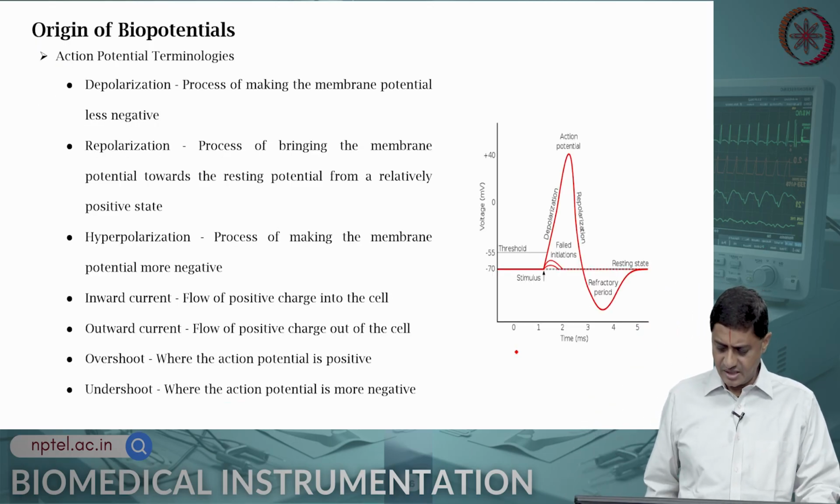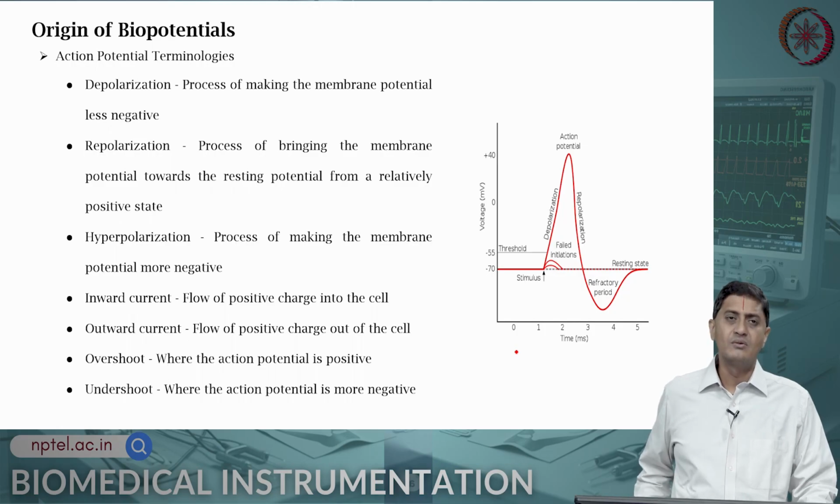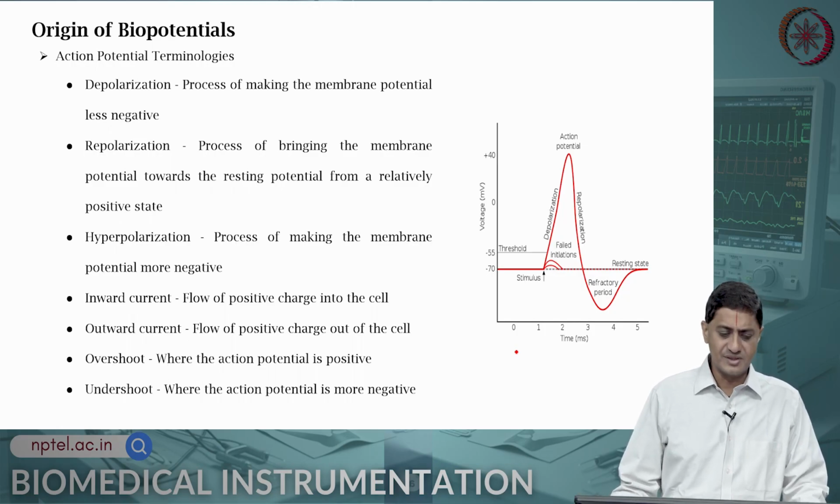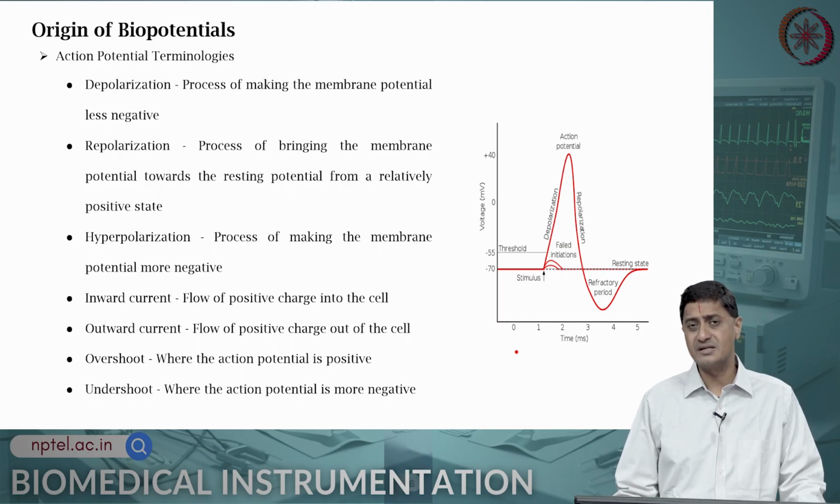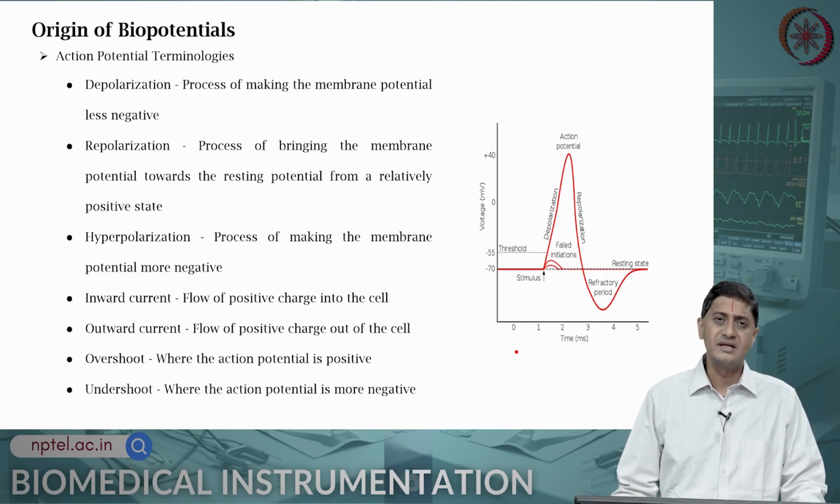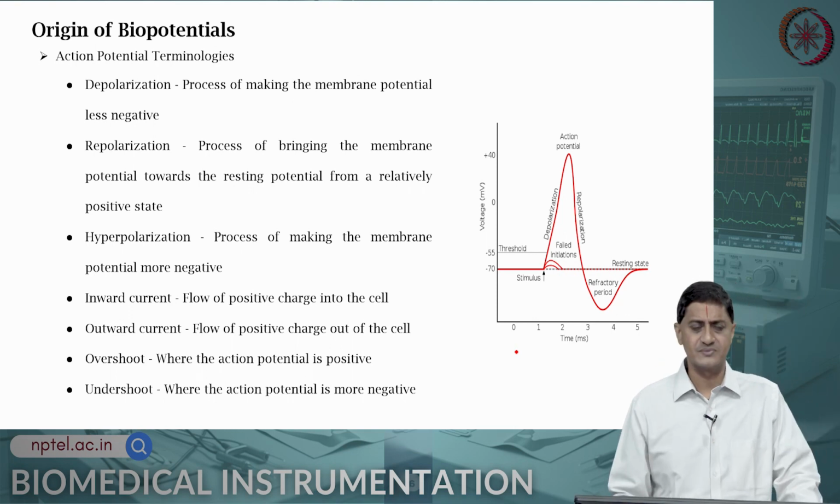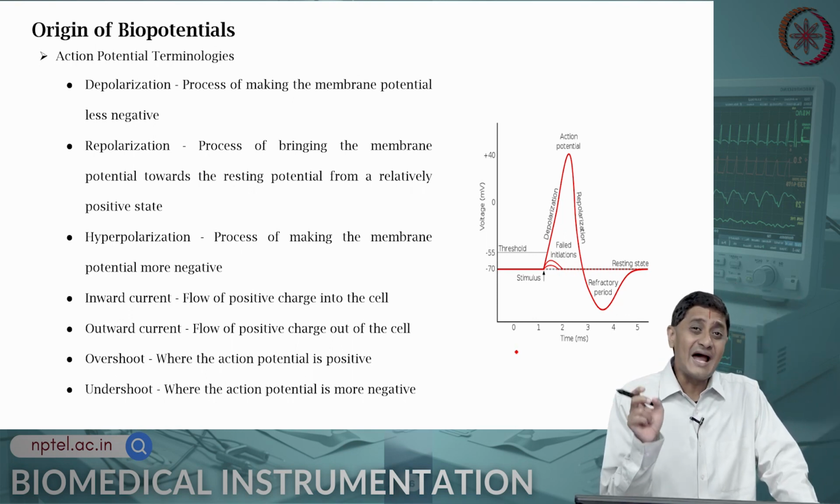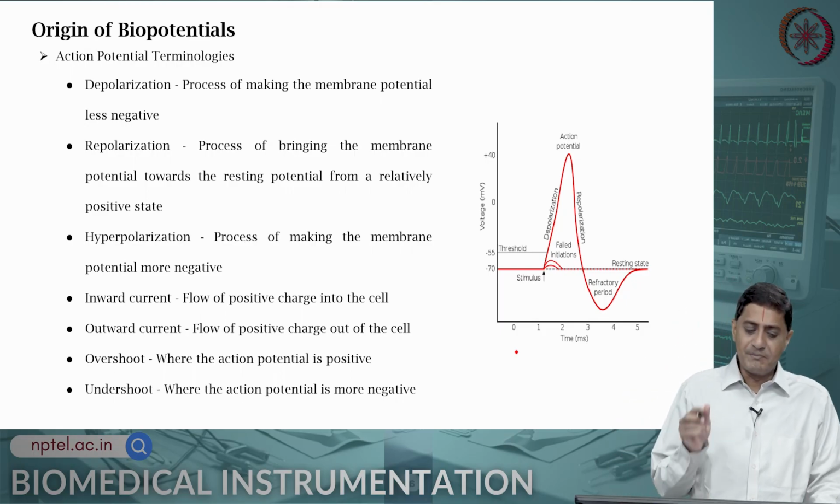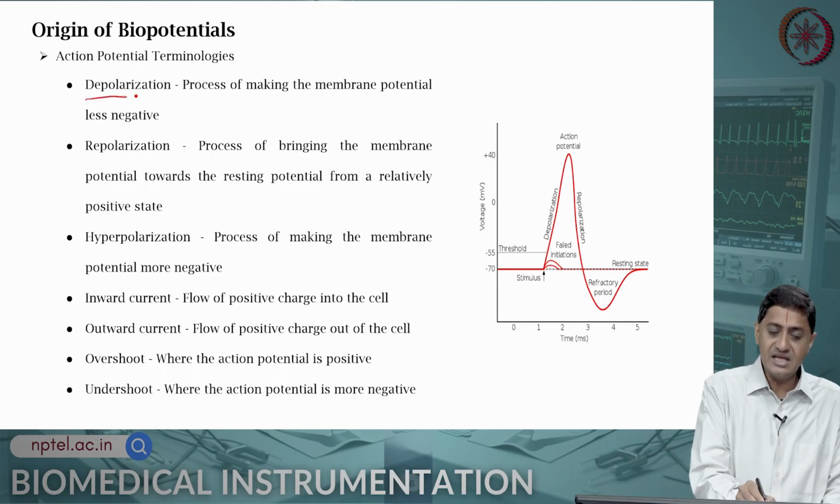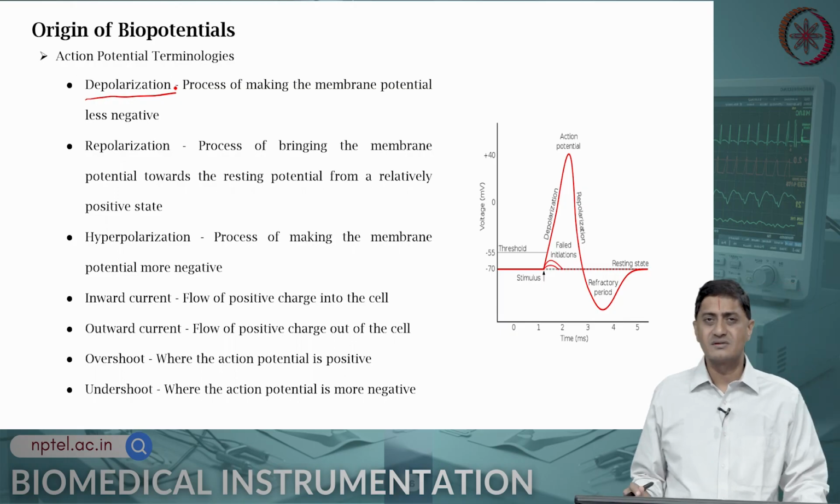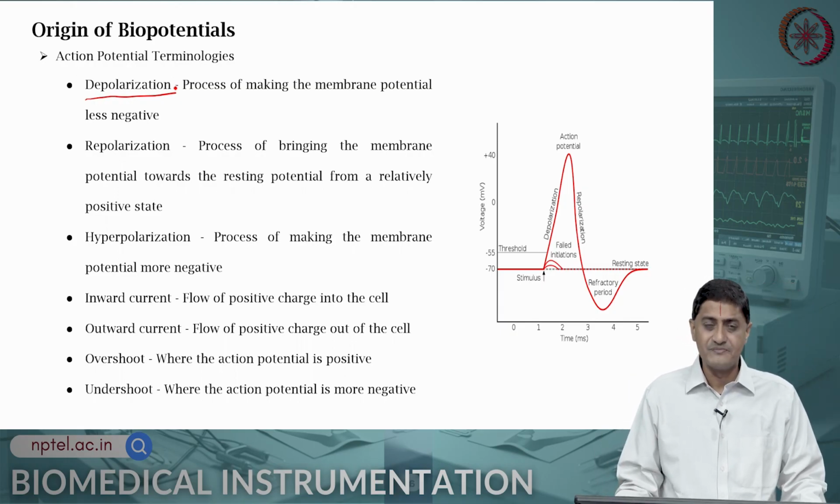Some terminology is of interest. One is depolarization. What is depolarization? The polarity of the plasma membrane of the excitable cell. For the excitable cell, the polarity is negative to start with. It's minus 70 millivolts. We have seen typical values. Making it a tad bit less negative, or a bit more positive, is called depolarization.